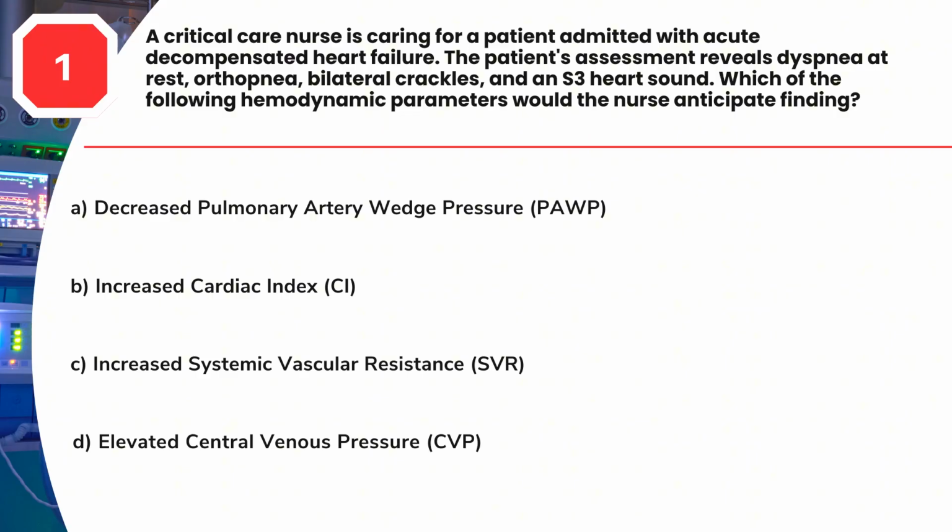A. Decreased pulmonary artery wedge pressure, PAWP. B. Increased cardiac index, CI. C. Increased systemic vascular resistance, SVR. D. Elevated central venous pressure, CVP.